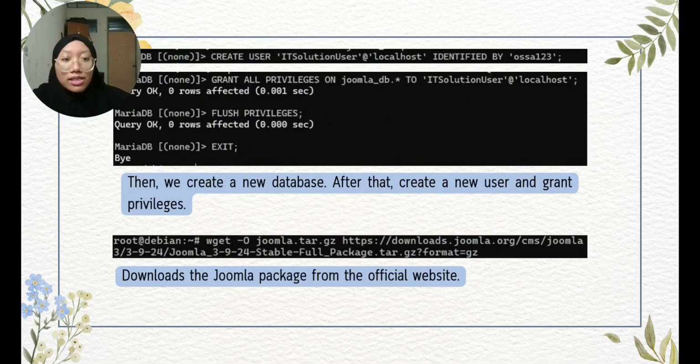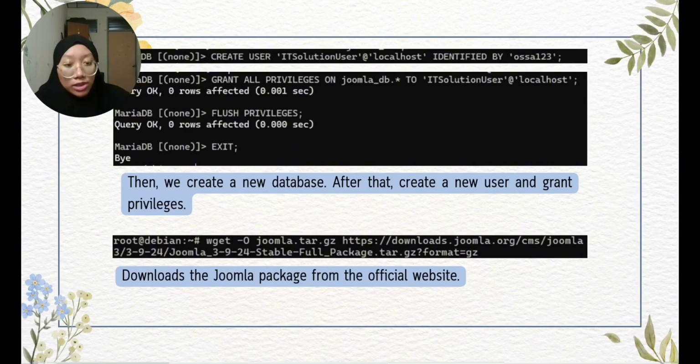Next, the command grant all privileges on joomla_db, which is the database itself, to the username@localhost. Next, flush privileges, and lastly, use the exit command. Then we create a new database. After that, we create a new user and grant privileges. Now, we download and extract Joomla in the web directory.